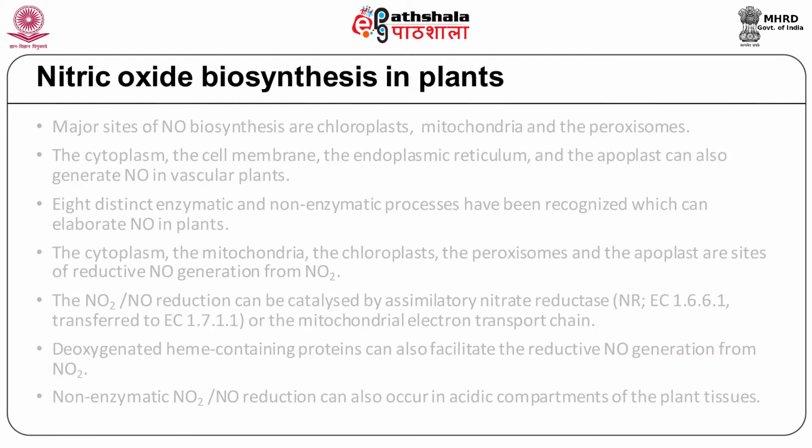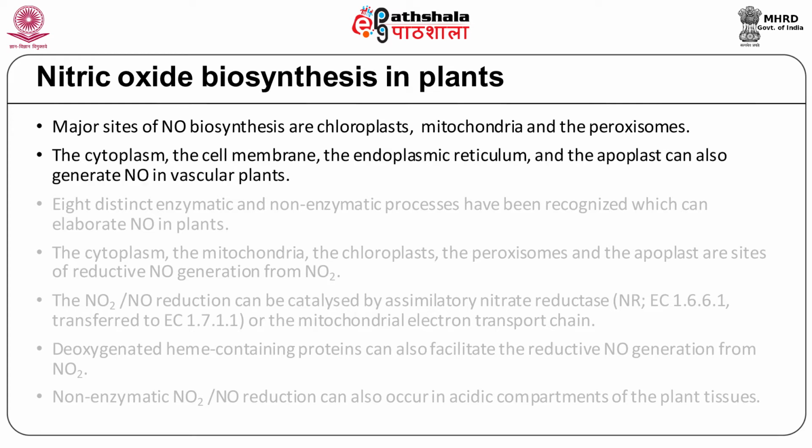The major sites of nitric oxide biosynthesis in a plant cell are the protoplast, the chloroplast, the mitochondria and the peroxisomes. The cytoplasm, the cell membrane, the endoplasmic reticulum and the apoplast can also generate nitric oxide in vascular plants. Eight distinct enzymatic and non-enzymatic processes have been recognized which can elaborate nitric oxide in plants.